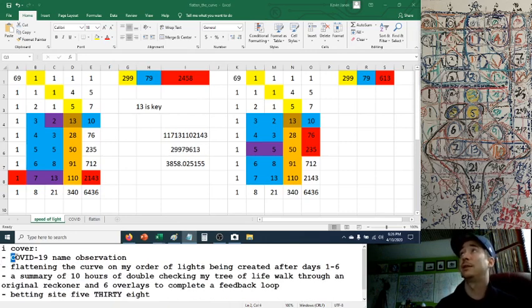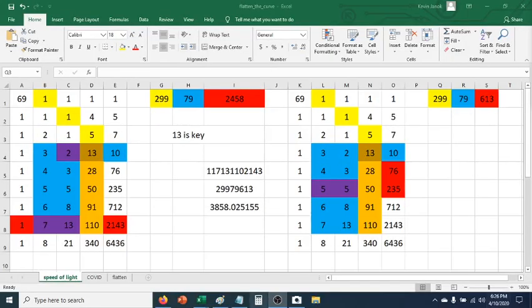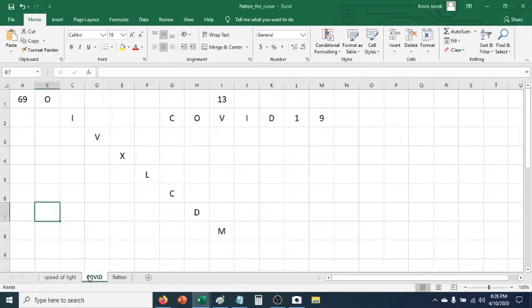COVID-19 name and observation. This is my old video. I will not take a lot of time on this because I've done it to death. So COVID is the next thing. I said to myself, alright, if you start from source and these are your Roman numerals, you have enough to spell COVID. Not only that, it takes 19 hops.